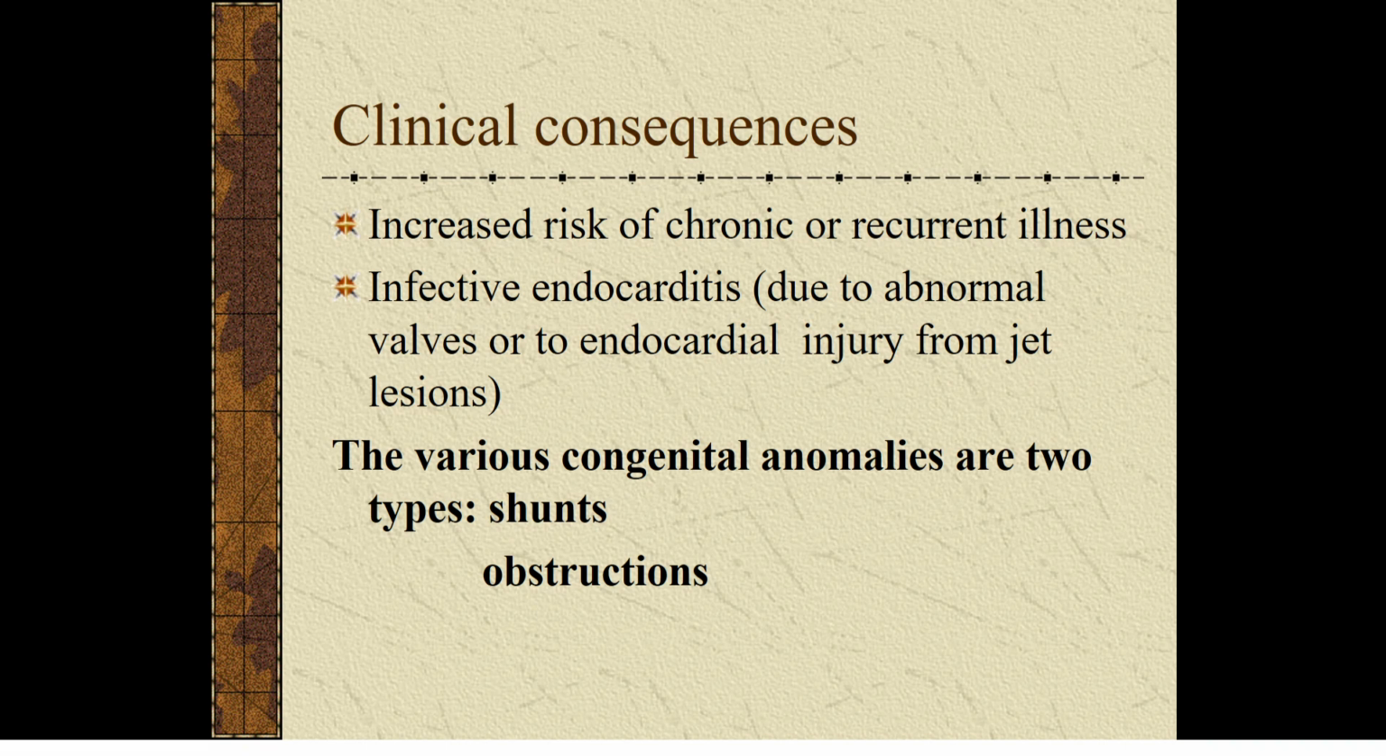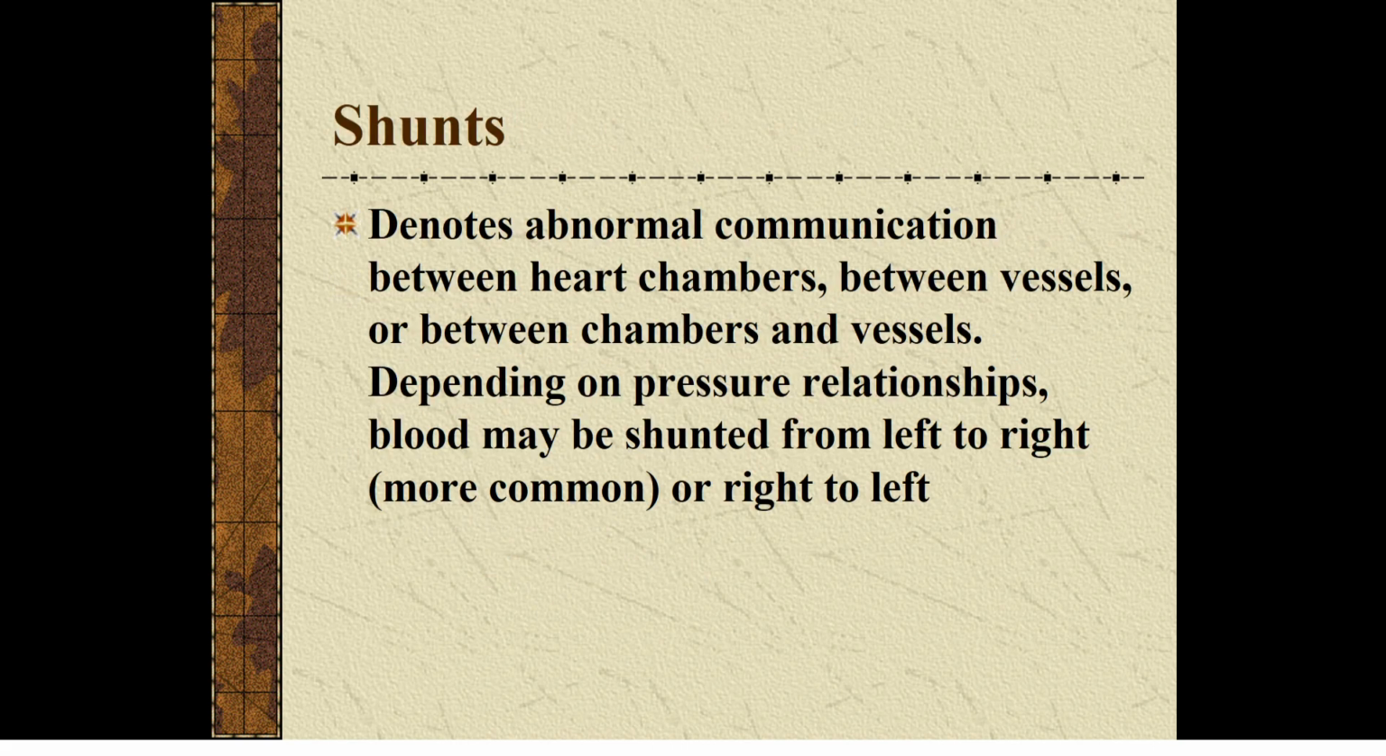The various congenital anomalies are of two types: shunts and obstructions. Shunts denote abnormal communication between heart chambers, between vessels, or between chambers and vessels. Depending on pressure relationships, blood may be shunted from left to right, which is more common, or right to left.